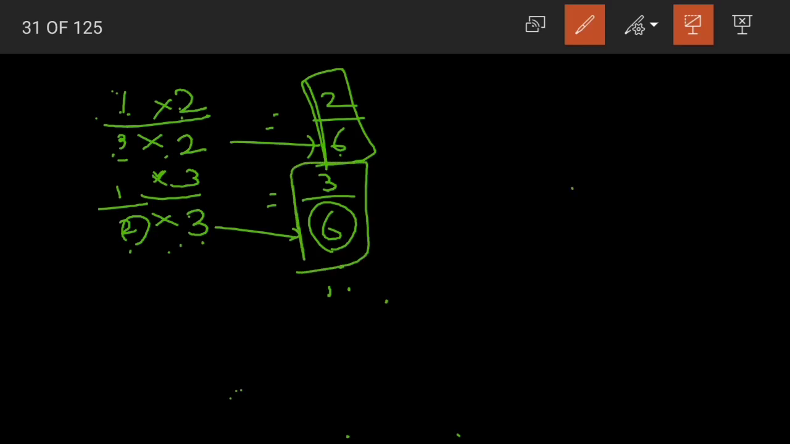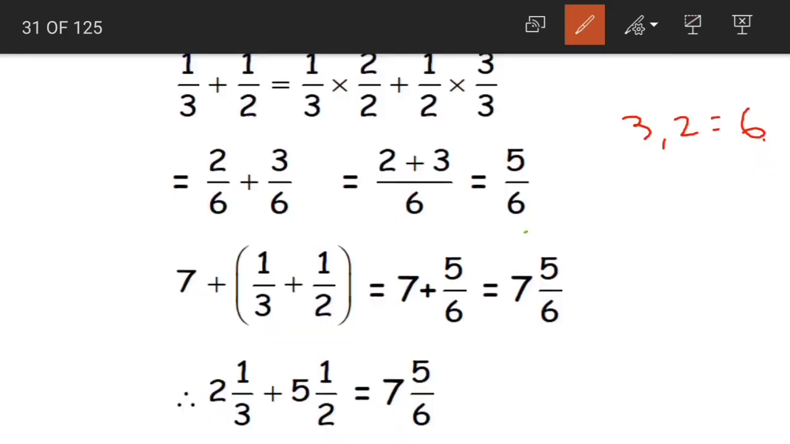2 by 6 and 3 by 6. Let us add. 2 plus 3 divided by 6. 2 plus 3 is nothing but 5 divided by our 6. Yes children, 5 by 6 is our resultant sum of the given fractions. The sum of the proper fractions is 5 by 6.